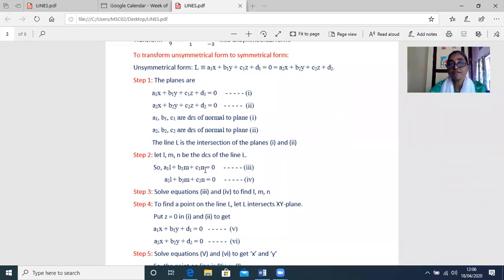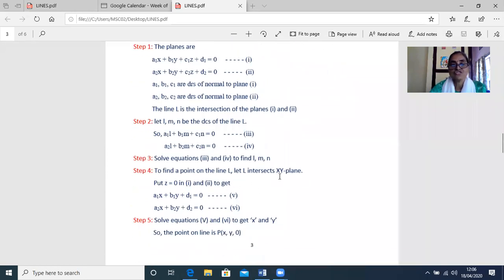Now what else do we need to find the equation of the line apart from DCs? We need a point on the line. So let us say that this line intersects the XY plane. You can take that it intersects the YZ plane or XZ plane also. Here I'm taking that the line L is intersecting the XY plane. Once it intersects the XY plane, the z coordinate of the point of intersection becomes 0. So z is equal to 0.